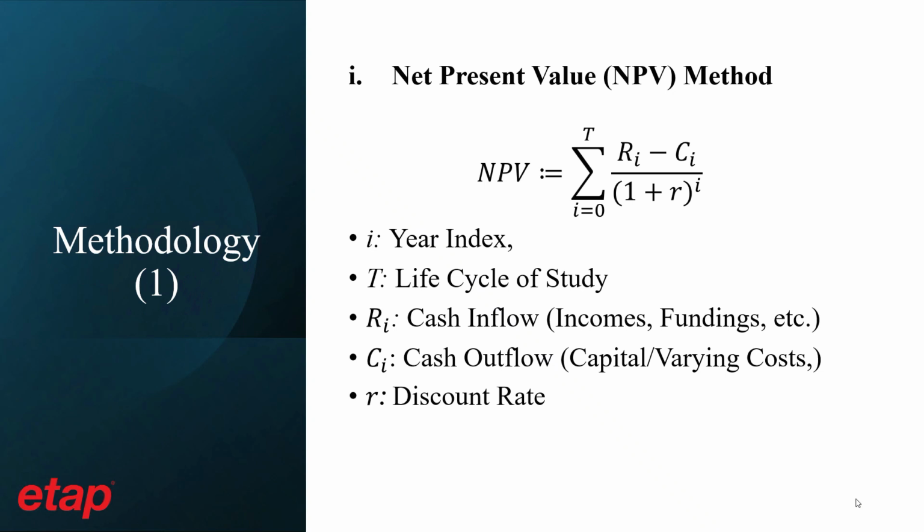So for the net present value, if NPV at the end of the life cycle of the study is positive, then it means that the project is considered to be profitable. On the other hand, if NPV is obtained as a negative value, then it means that the project is not financially viable.